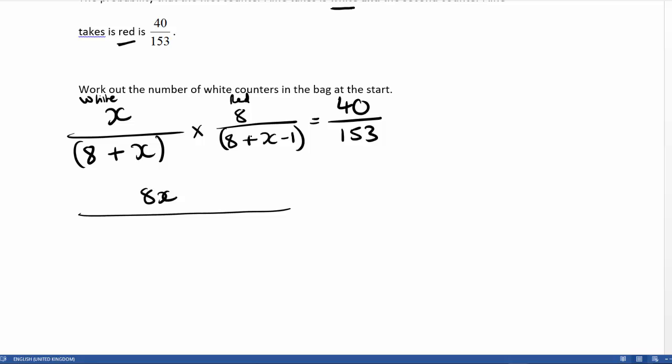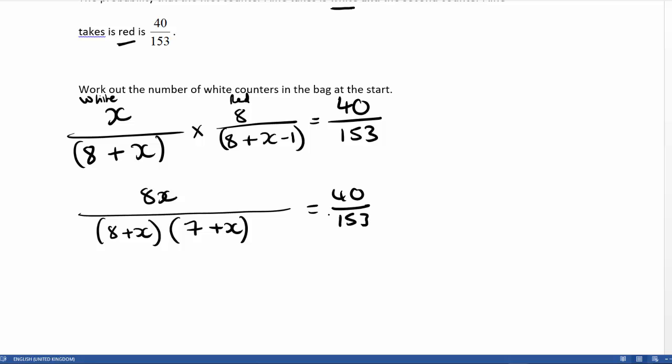Okay? Now, here, I'm just going to sort these ones. I'm just going to put this into brackets, plus x here, and I'm going to do 8 take away 1, which is 7, plus x underneath here. So that's going to be 8 plus x minus 1. So it's going to be 7 plus x, okay? I'm just going to equal 40 over 153.